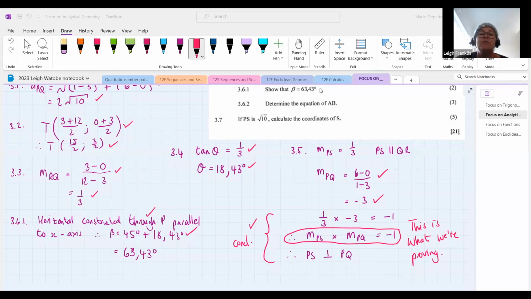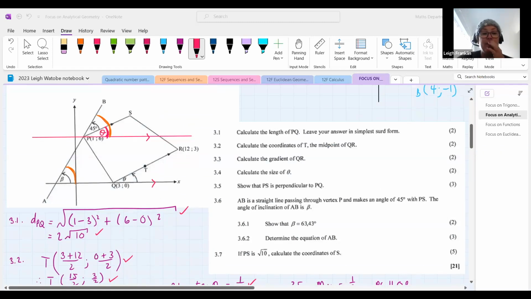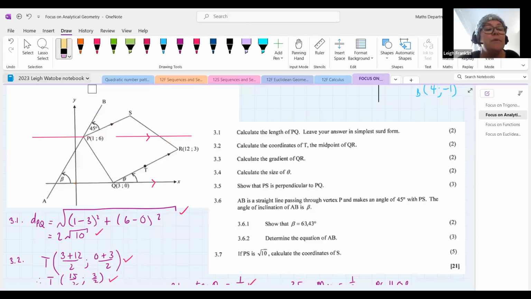Now they ask us to determine the equation of AB. So in other words, AB we see as a straight line. I'll go back up to the picture. You can see AB is a straight line. Oh, whoopsie daisy. Sorry, I didn't mean to do all of that. But anyway, let's just put it back. There we go. It was theta. So AB is a straight line. We now know what this angle beta is over here, that it is 63,43 degrees. When they want the equation of AB, they want it in the form y equals mx plus c.